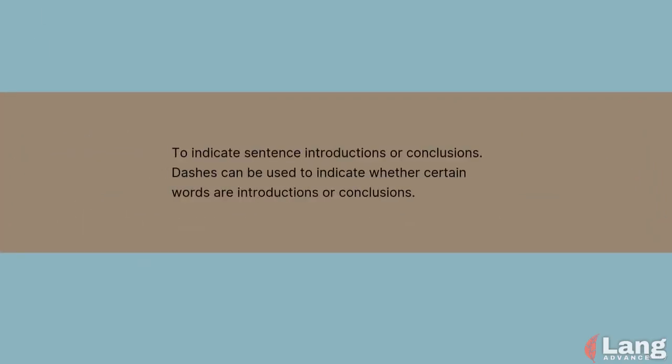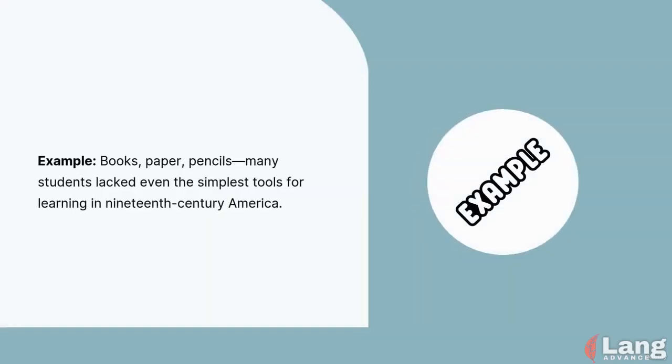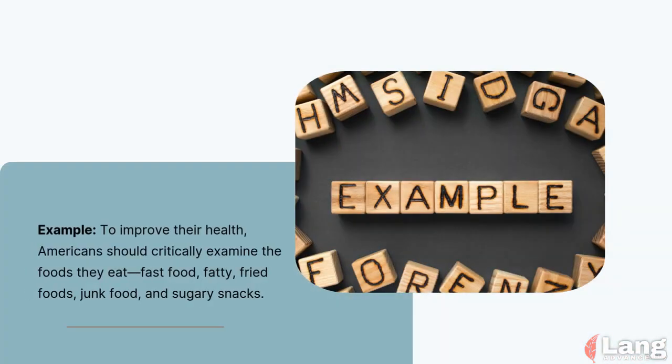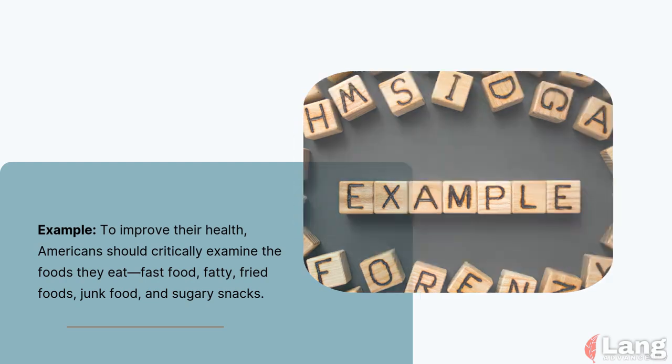To indicate sentence introductions or conclusions, dashes can be used to indicate whether certain words are introductions or conclusions. Example: Books, paper, pencils. Many students lacked even the simplest tools for learning in 19th century America. Example: To improve their health, Americans should critically examine the foods they eat. Fast food, fatty, fried foods, junk food, and sugary snacks.